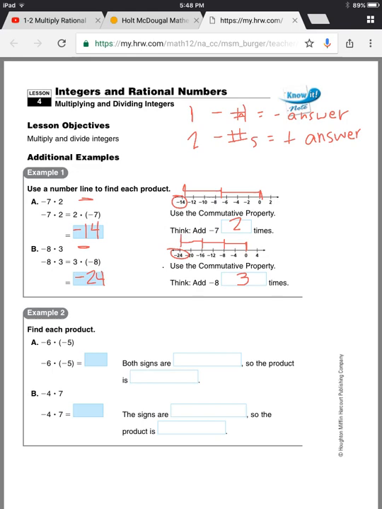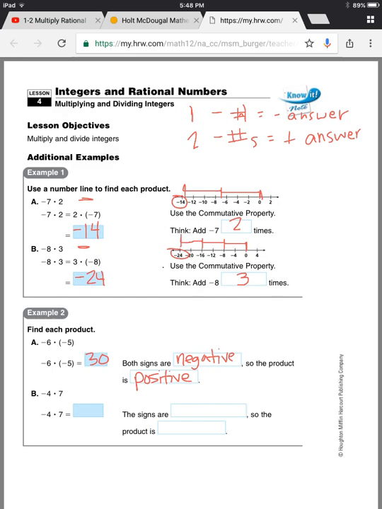2a, both signs are negative. So the product, or answer, is positive, which we talked about above. You should have already written that down. So 6 times 5 is 30, and because they're both negative, it's positive 30.